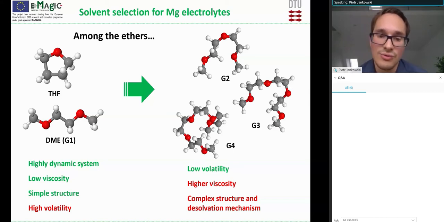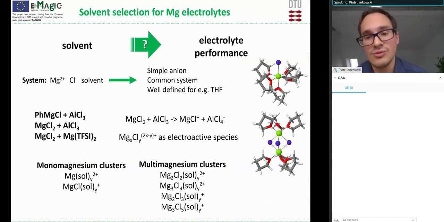So what we wanted to do is to switch to some other glymes, longer glymes, extending the chain. And thanks to that, we can avoid the low boiling point, so have lower volatility. But the problem here is that the structure of the complexes is quite complicated, and the desolvation mechanisms also. But we wanted to study this, to see how the change of the solvent will impact the electrolyte performance.